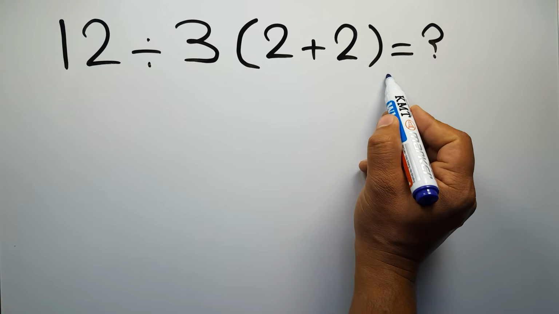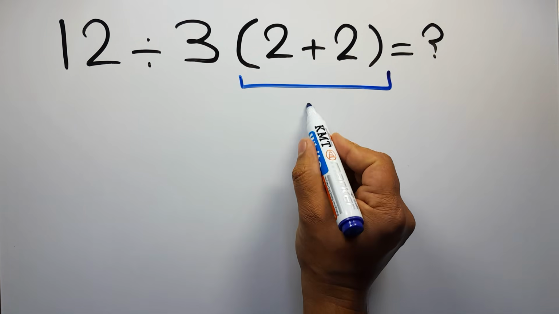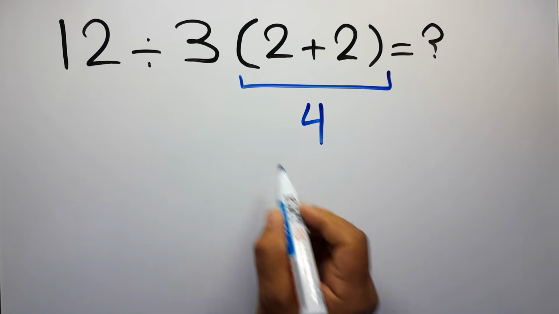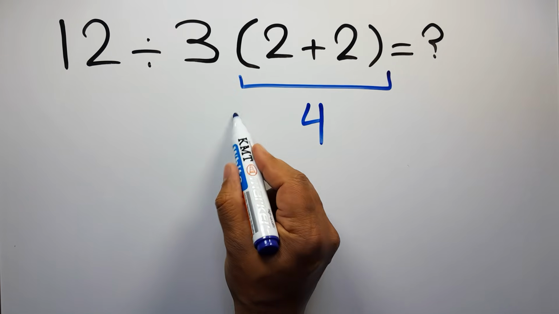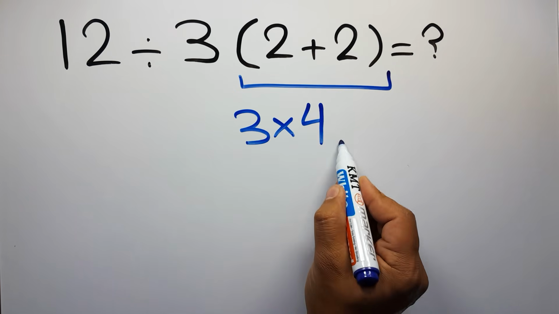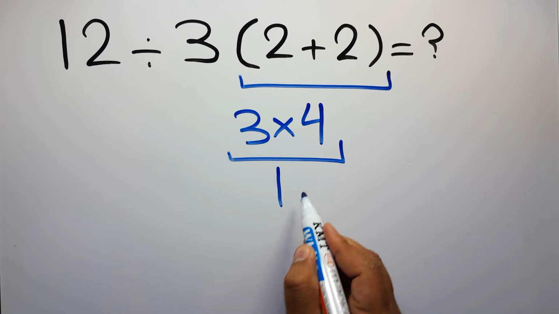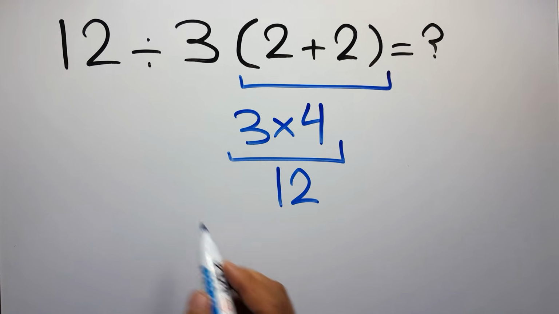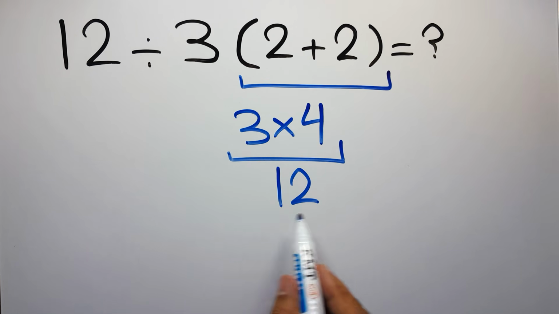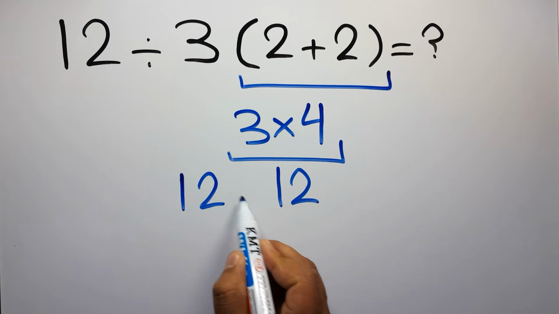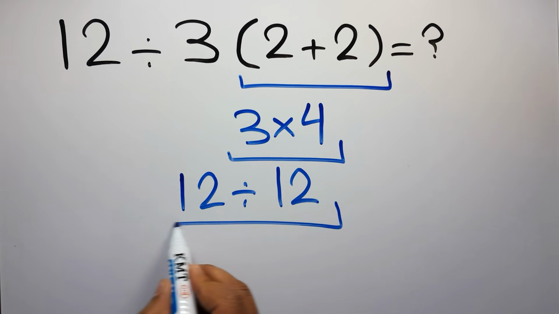2 plus 2 gives us 4. And 3 times 4 equals 12. So we have 12 divided by this. 12 divided by 12 is just 1.